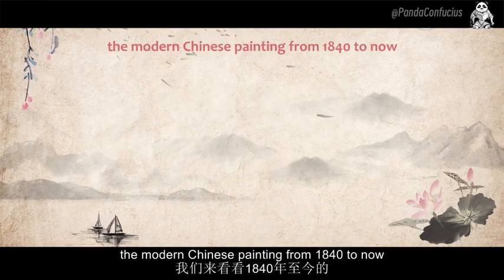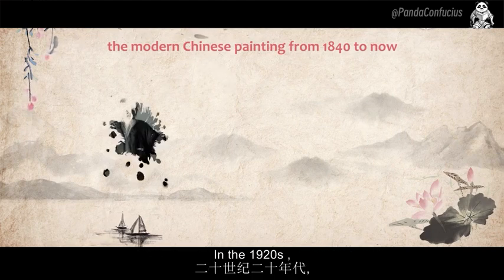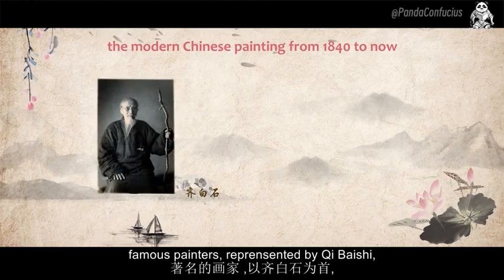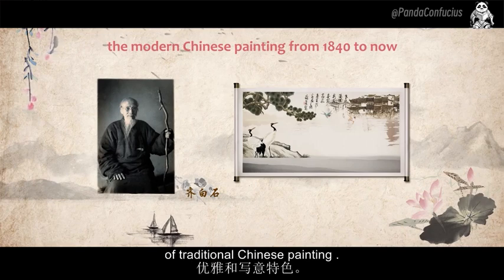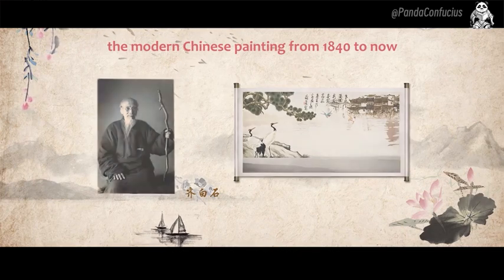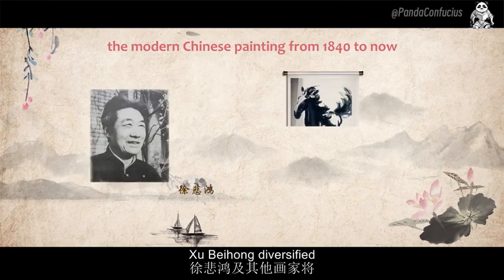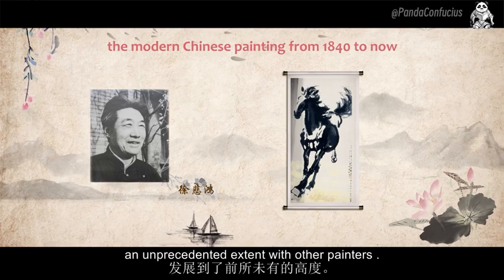Finally, modern Chinese painting from 1840 to now should be taken into consideration. In the 1920s, famous painters represented by Qi Baishi kept the elegant and freehand style of traditional Chinese painting. In the 1930s and 1940s, Xu Beihong diversified Chinese painting to an unprecedented extent with other painters.